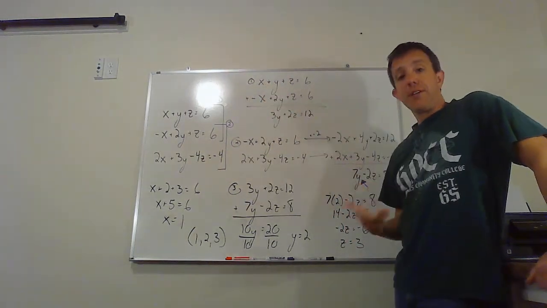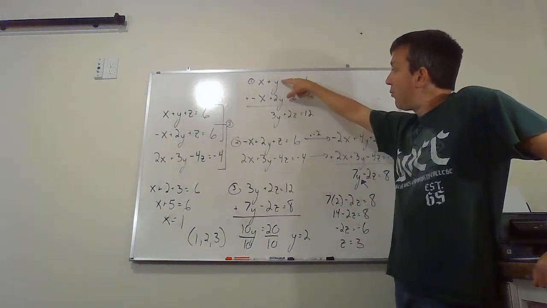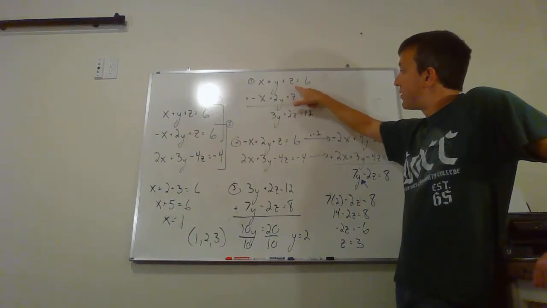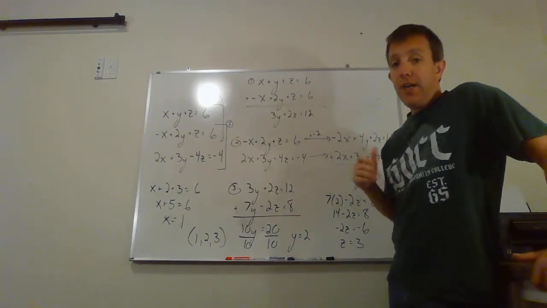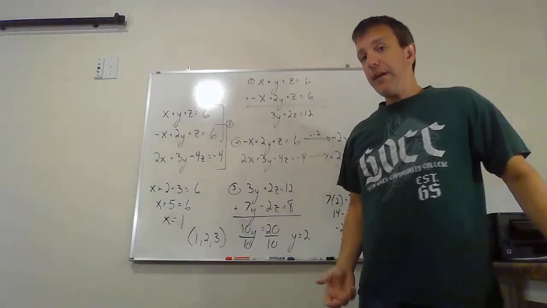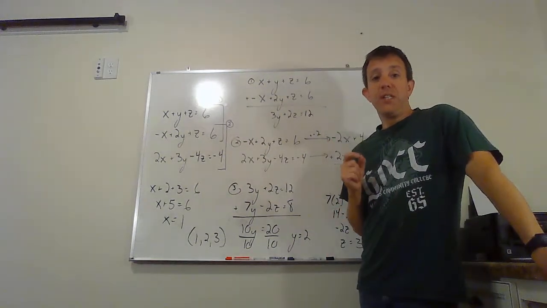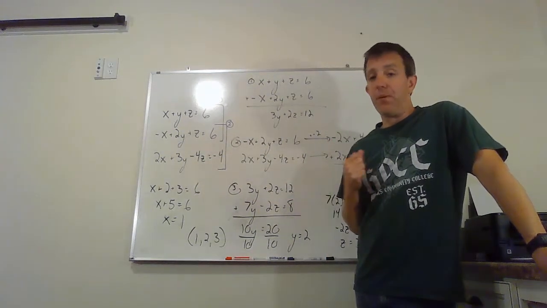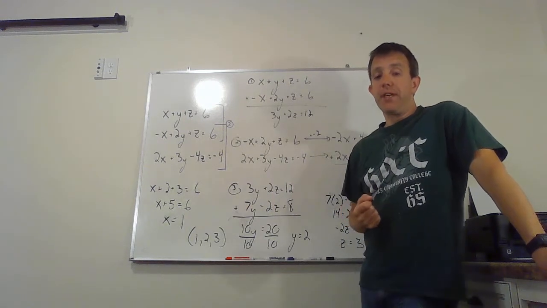X and negative x is 0. Those go away. Y and 2y is 3y. Z and z is 2z, and 6 and 6 make 12. Again, be super careful when you're going through here. Any one teeny tiny little mistake is going to mess the whole thing up. So please be really careful.